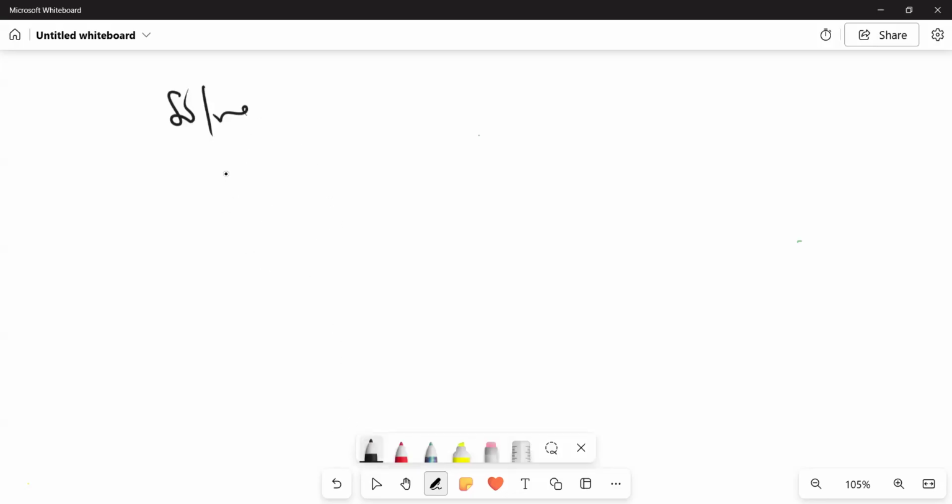Look at this one. 2^(2x) + 3(2^x) - 4 = 0. You have to solve something like that. Now, if you look at this carefully, it looks like a quadratic. It has the form of a quadratic.